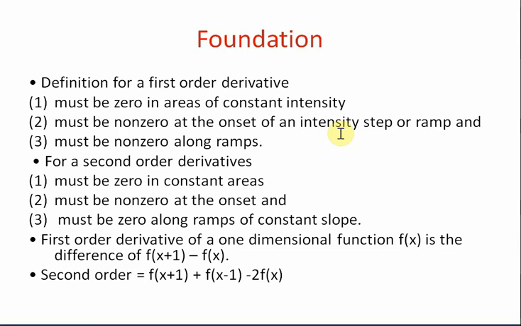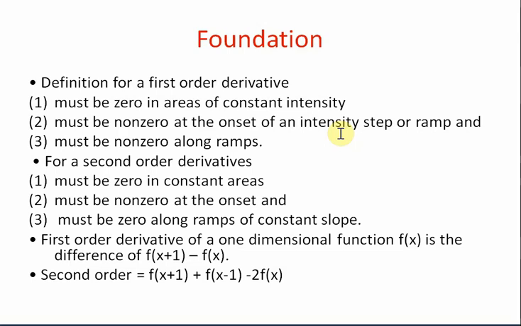Ramp, right? Ramp means a continuous thing, like 1, 2, 3, 4, 5, or 1, 4, 8. That means some values are slowly increasing or slowly decreasing. So if you apply the first order derivative to that ramp, what we get is d by dx of x, so you get a value that is not 0, that is a non-zero value.